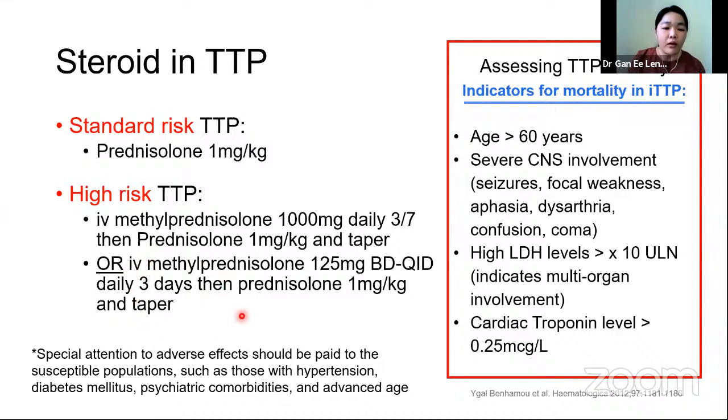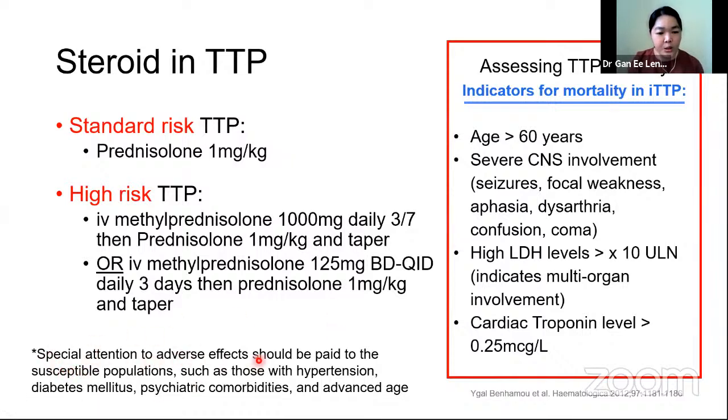Or we can use methylprednisolone 1 to 5 milligram per kg, BD, TDS, or QID per day for 3 days, then taper to prednisolone 1 milligram per kg. Otherwise, for a standard risk TTP, we use prednisolone 1 milligram per kg.